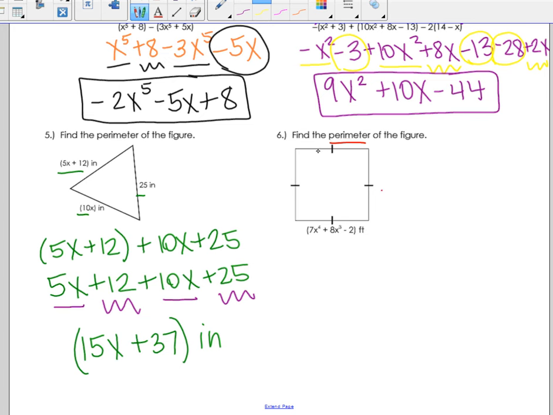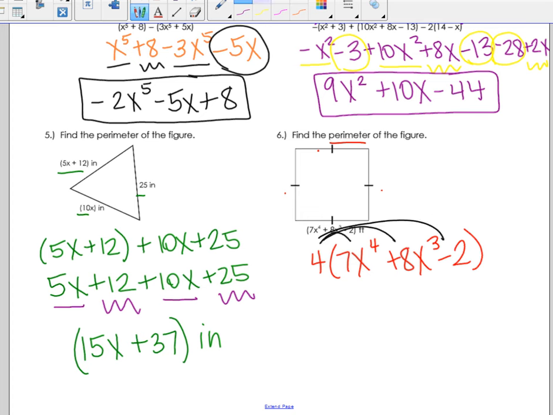Well, so is this side, so is this side, and so is this side. You could write that 4 times and add them all together. But knowing that you have 4 of them that are the exact same, the faster way of doing that is saying I have 4 sides that are 7x to the 4th plus 8x to the 3rd minus 2. And then you can rely on your distribution from last year, distribute that 4 in, and you end up with 28x to the 4th plus 32x to the 3rd minus 8.